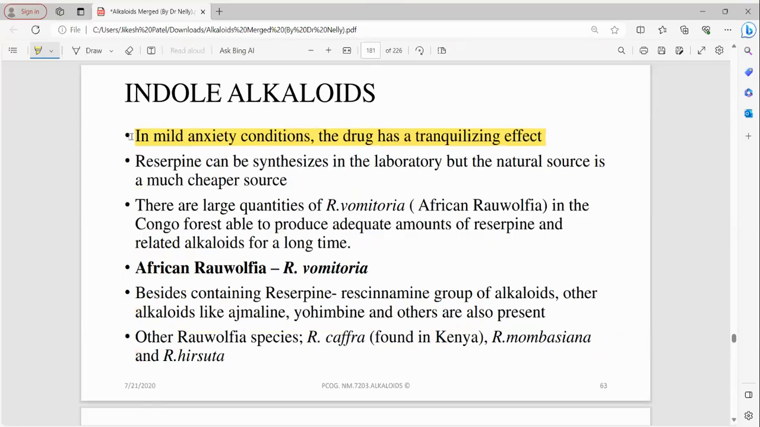Yeah, we already said it can be used for anxiety because it has a tranquilizing effect. Yeah. So it can be synthesized in the lab, but the natural source is more economical. Then the other source can also be Rauwolfia vomitoria. But the major thing, the genus, the Rauwolfia genus. That's the one thing you shouldn't forget, the Rauwolfia genus. Next slide, Shina.